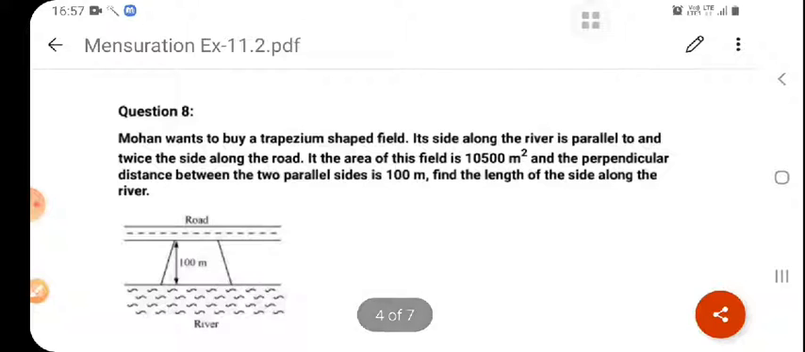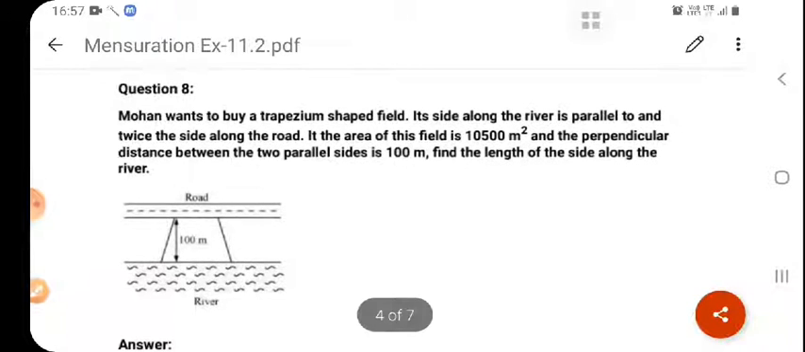Now question number 8. Mohan wants to buy a trapezium shaped field. Its side over the river is parallel to and twice the side along the road. If the area of the field is 10,500 meter square and the perpendicular distance between the two parallel sides is 100 meter, find the length of the side along the river.